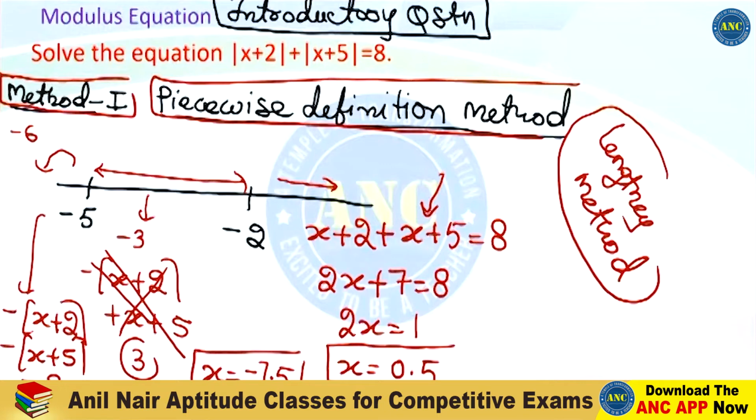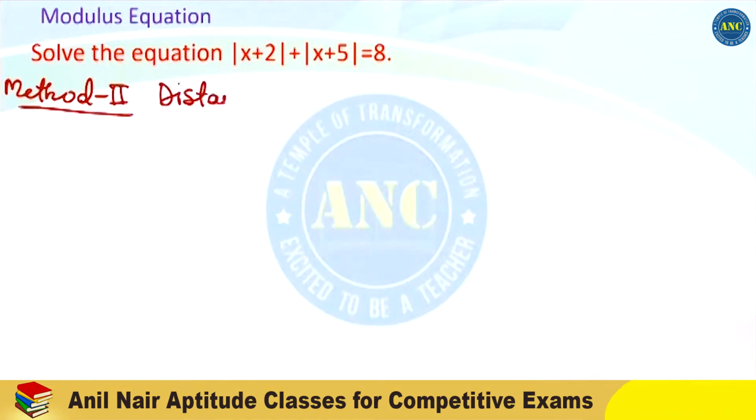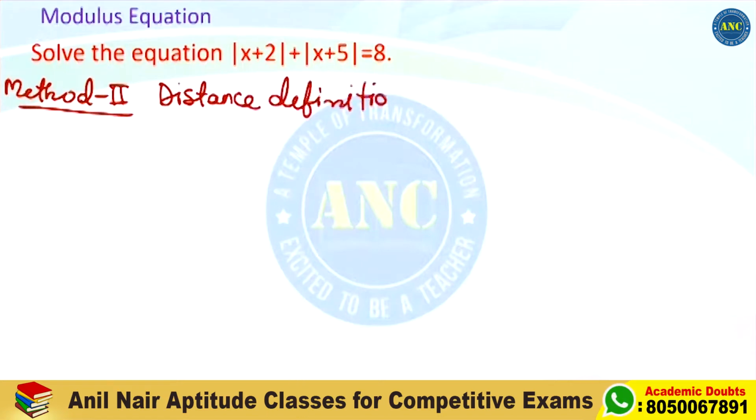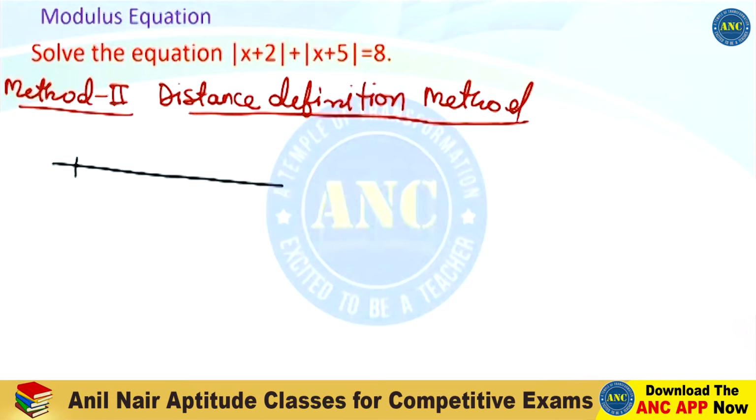Method 2. Distance definition method. What is the definition of a modulus? Modulus is nothing but a distance from a given point. Let us see. The points are minus 5 and minus 2. There are three regions: greater than minus 2, from minus 5 to minus 2, and less than minus 5.